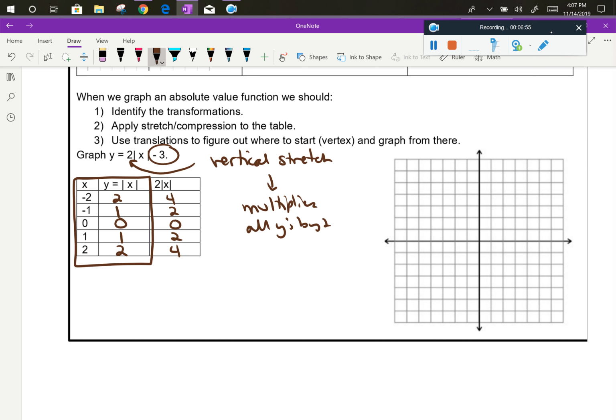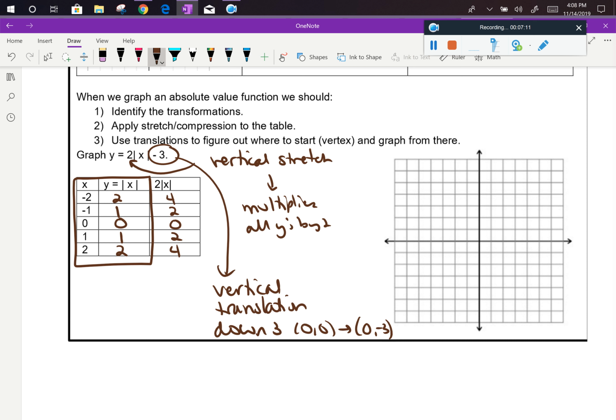The other thing that I see happening is a vertical translation down 3. So instead of my vertex being at 0, 0, it's going to be at 0, -3. So I'm going to start graphing down here. Then I'm going to look at the points in the table. See how my next point should go over 1 and up 2? So I'm going to start at my vertex and go over 1 and up 2. And then my next point should go over 2 and up 4. So back at my vertex, I'm going to count 2 to the right and 4 up.